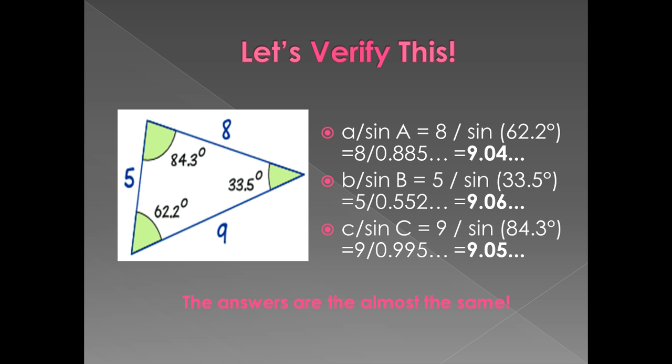Let's verify this rule. I chose side a to be 8, which means its corresponding angle A is 62.2 degrees. I plugged all my values into the sine rule formula, and when it was computed, the following answers are almost the same. The reason they are not exactly the same is because perfect accuracy was not used for this example. I rounded. So this does verify that the formula for the law of sines holds true.